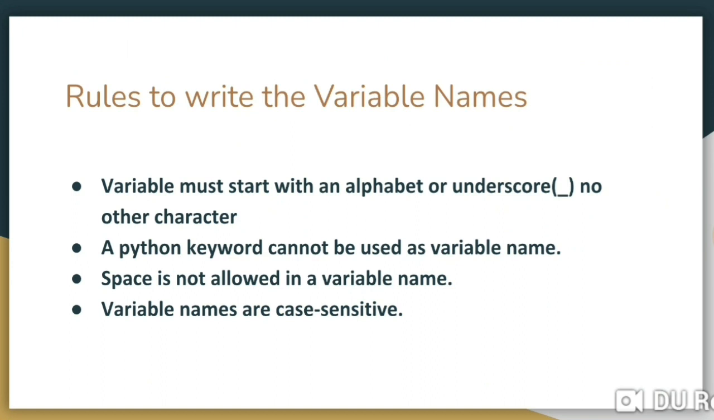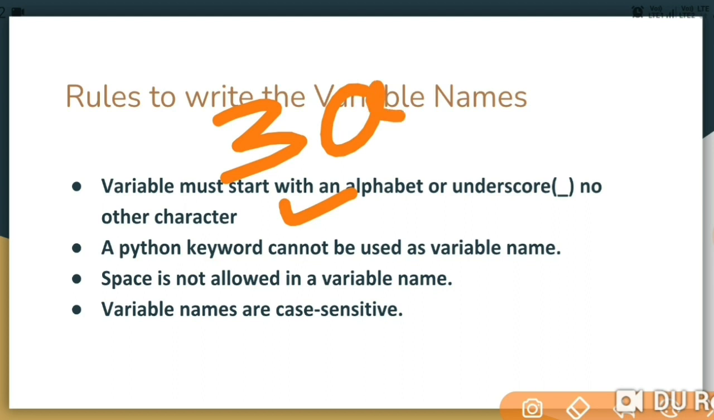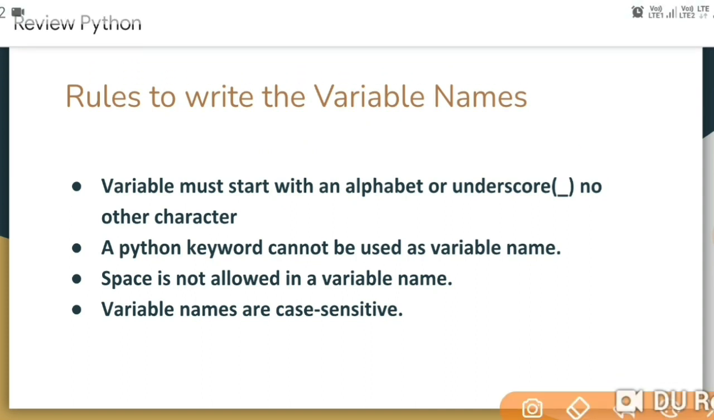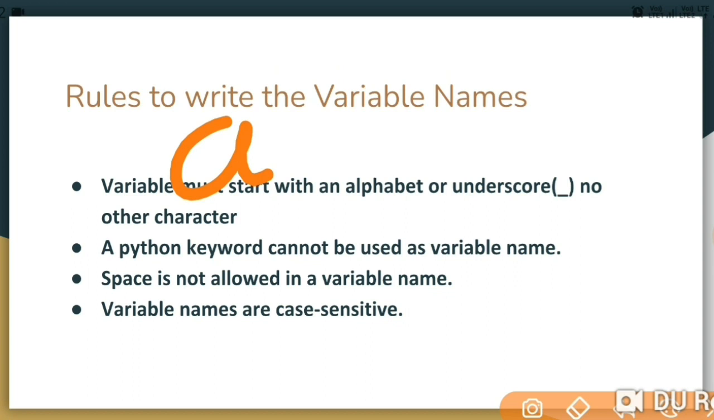Rules to write the variable name. In place of A, you can write any name, but before writing the name you have to follow the rules. So what is the rule? A variable must start with an alphabet or underscore. You cannot start with a number, otherwise the variable will not be accepted. Like you cannot write 3a, but you can write a3. It is the wrong way, but this is the right way. So you can start with an alphabet or underscore. So this is the rule.